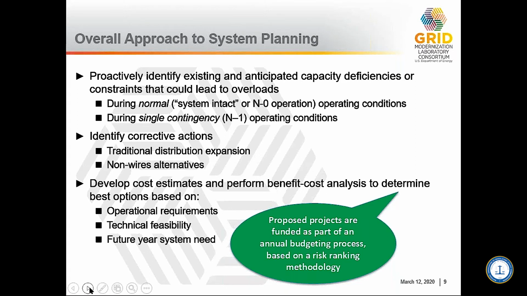The overall approach to system planning is proactively identifying the existing and anticipated capacity deficiencies or the constraints that could lead to overload. For the next few slides, I will focus more on system overload and how to mitigate those as an example of how this process works. But later on, I will talk about other aspects of distribution planning.